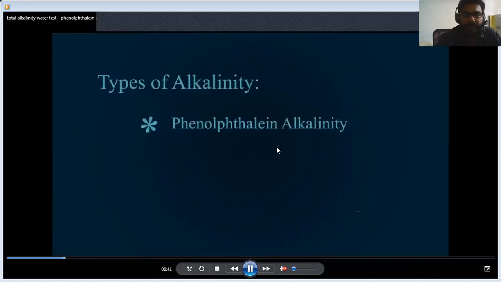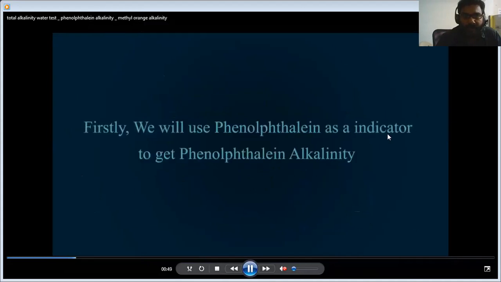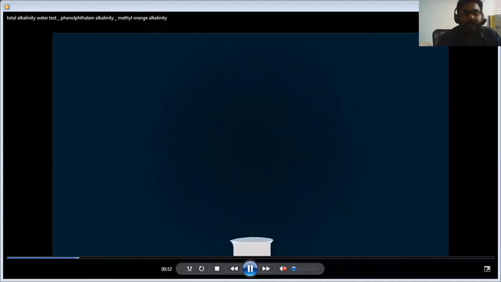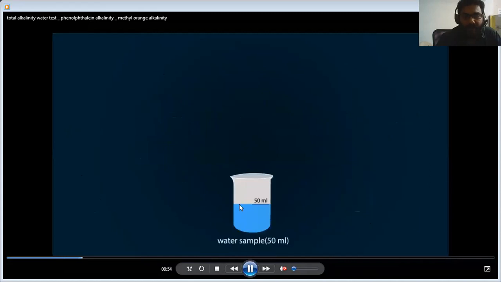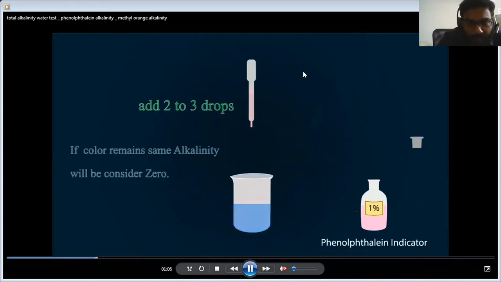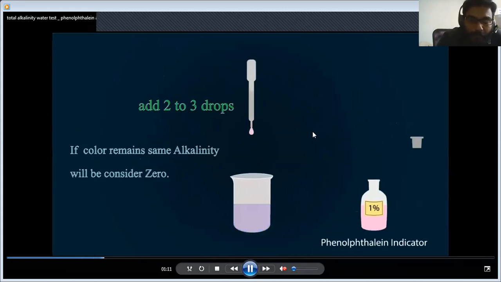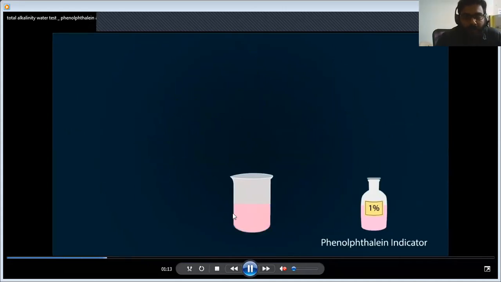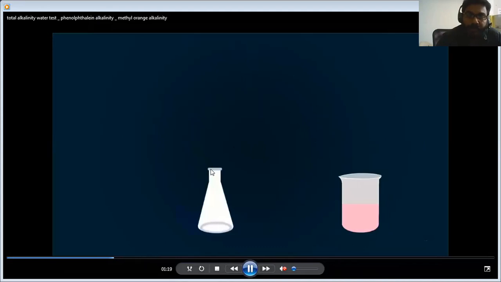Types of alkalinity: phenolphthalein alkalinity and methyl orange alkalinity. Two types of alkalinities are there. First we will use the phenolphthalein indicator to get phenolphthalein alkalinity. Now take a 50 ml water sample and 1% phenolphthalein. We should take 2 or 3 drops of phenolphthalein indicator in the water. Now the color turns to a pale pink. That is a thick pink, no problem. Now the solution is poured into the conical flask.